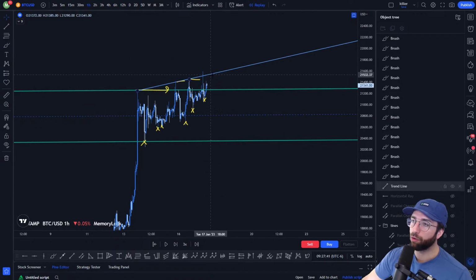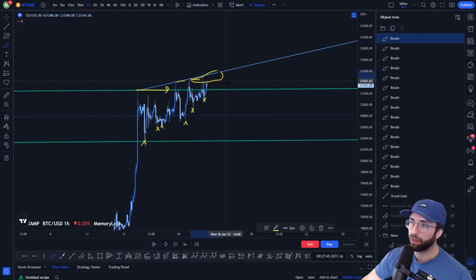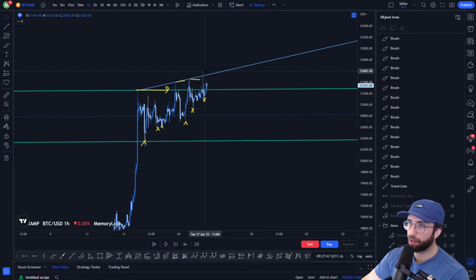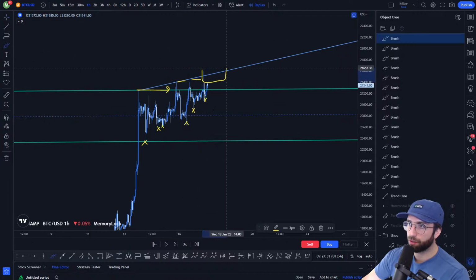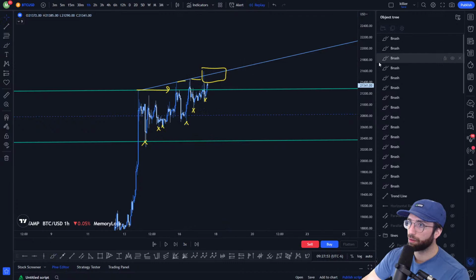I think that maybe it's time to start looking for some degree of a short entry in this upper zone here, right? In this upper zone, start to look for some kind of a short entry, right?